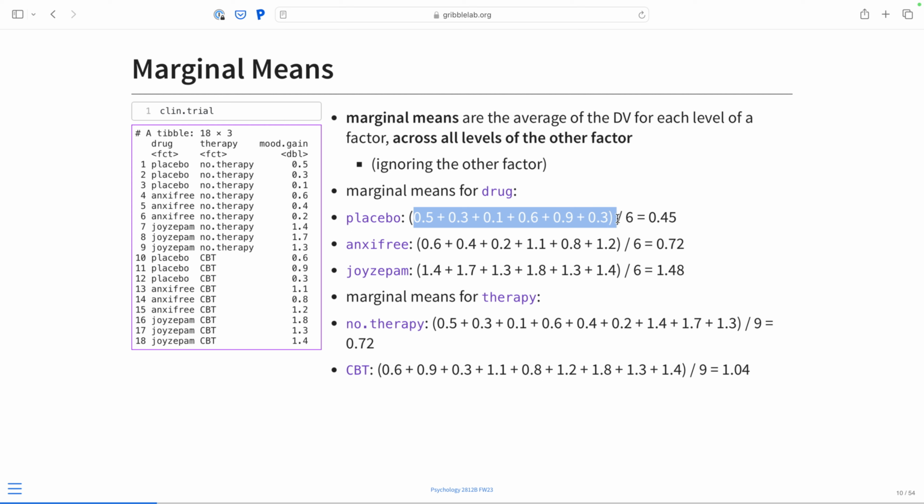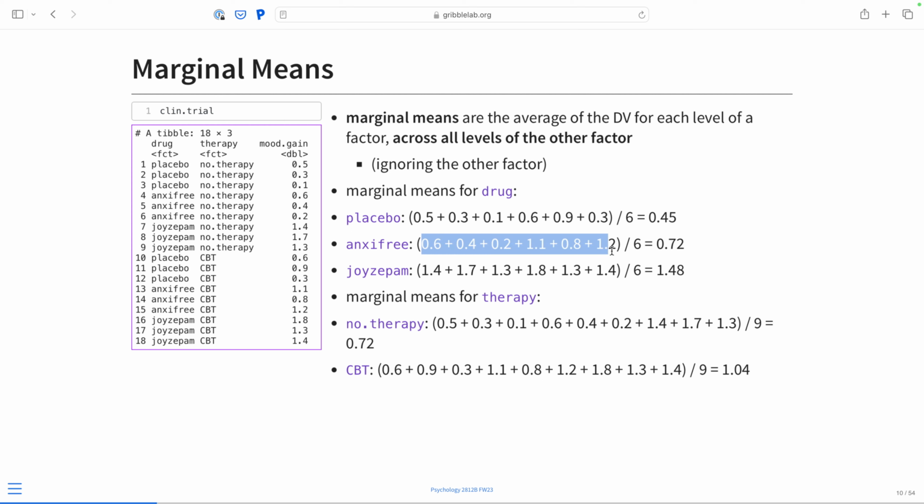And so for placebo, we would just take all the scores for placebo: 0.5, 0.3, 0.1, 0.6, 0.9, and 0.3, regardless of whether the scores are for no therapy or CBT. And for Angzi-free, we would do the same: 0.6, 0.4, 0.2, and 1.1, 0.8, and 1.2, ignoring the fact that there are different levels of therapy. And the same for joyzepam.